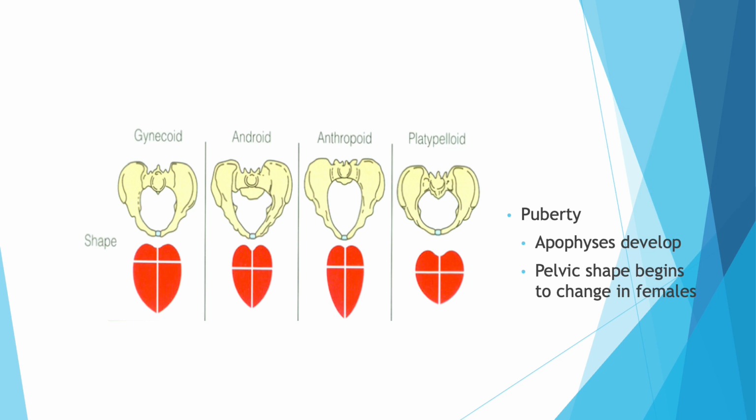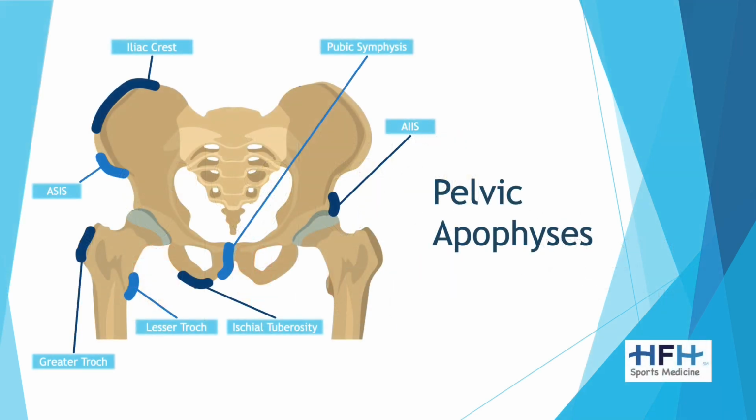So where are the apophyses of the pelvis? This diagram depicts the locations of the pelvic region apophyses: the iliac crest, the anterior superior iliac spine, or ASIS, the anterior inferior iliac spine, or AIIS, greater trochanter, lesser trochanter, ischial tuberosity, and pubic symphysis. The proximal capital physis is not included here, as that is going to add to linear growth and is not technically an apophysis, as we had discussed previously.